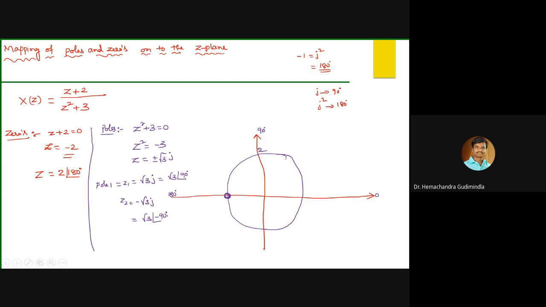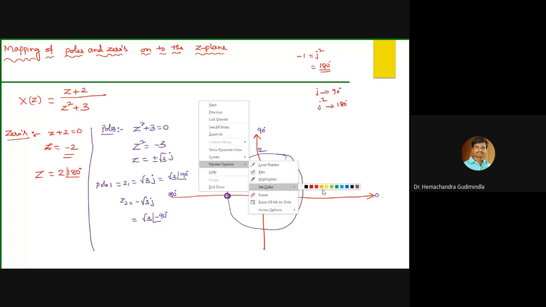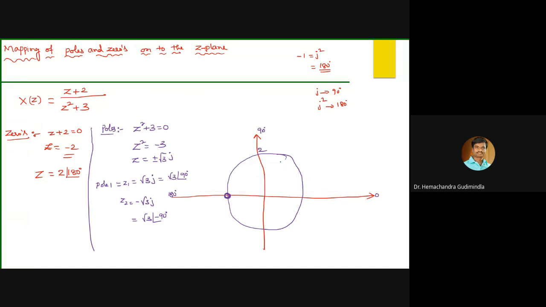Minus j is nothing but minus 90 degrees. Now, what is the magnitude of the circle? Root 3, which is nothing but 1.732. I need to draw one circle with a radius of 1.732. This is the root 3 circle.